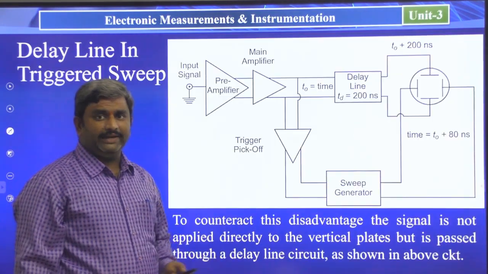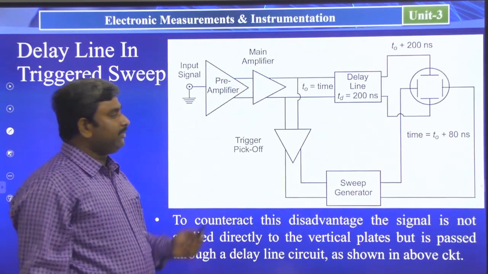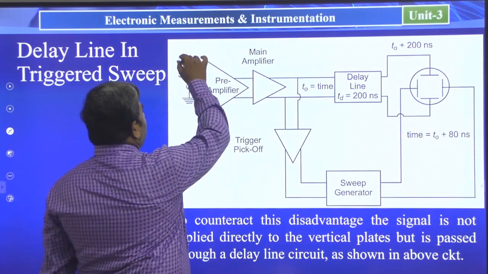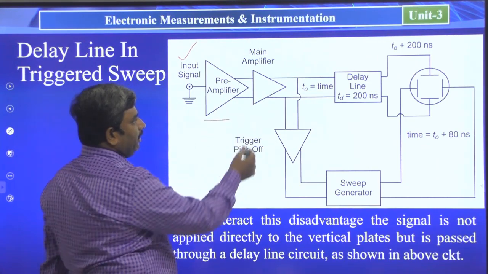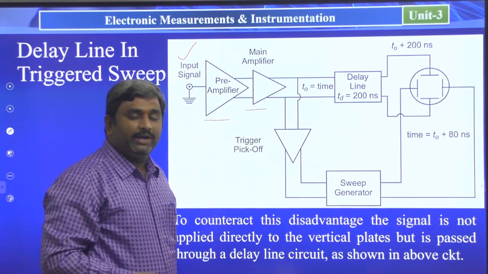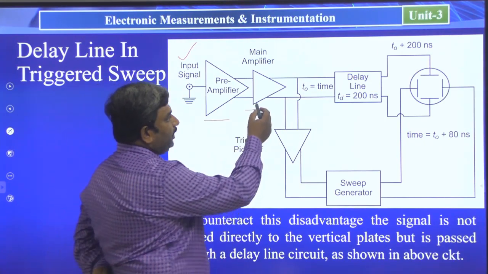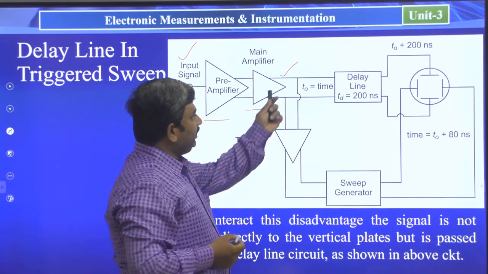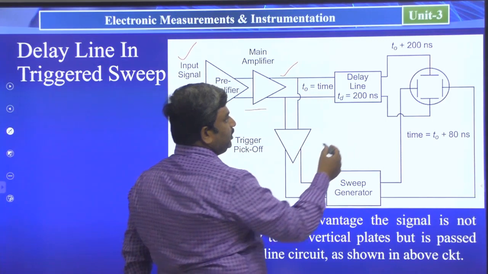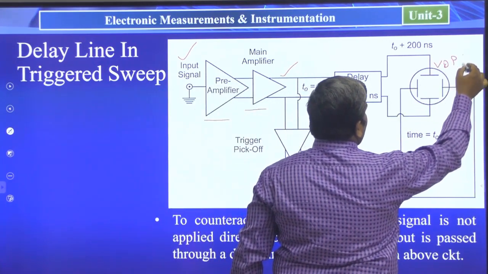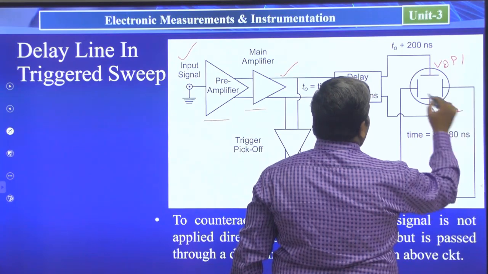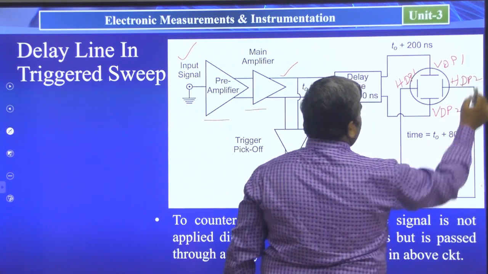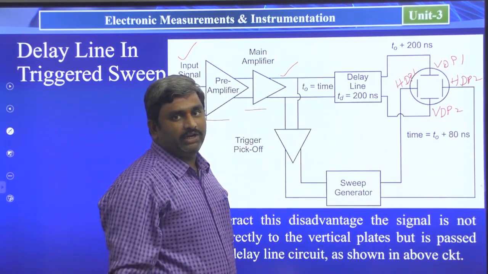Okay, right. Let us see. So this is the block diagram of the delay line in a triggered sweep CRO. See here, this is the input signal. This is the pre-amplifier, and this is the main amplifier in the vertical amplifier concept. The output of this main amplifier, or vertical amplifier, we can give directly to the vertical deflection plates. So here we have VDP1 and VDP2, and here we have HDP1 and HDP2. Here we have vertical deflection plates and horizontal deflection plates.